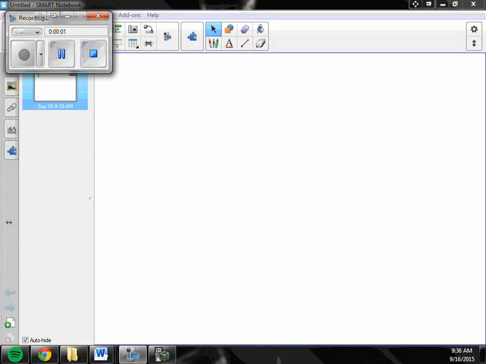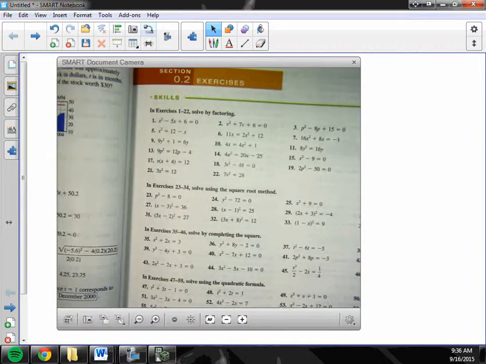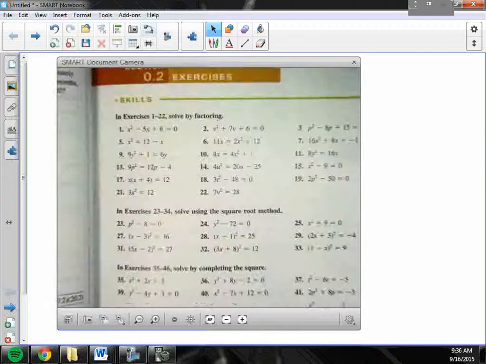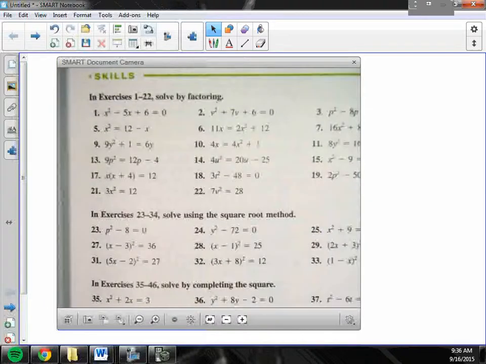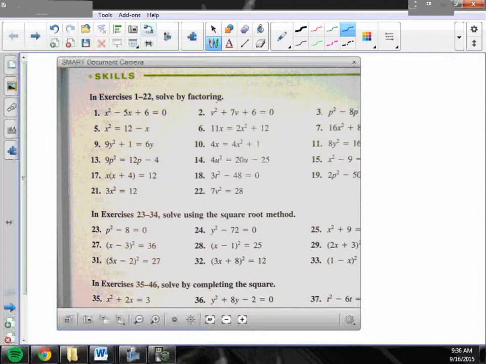We are going to review factoring. So hopefully this is something that you remember how to do. Number 1 asks solve by factoring. I recommend that you factor using the box that we talked about last year.